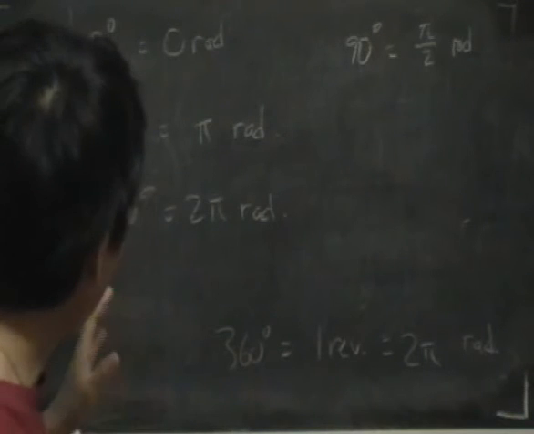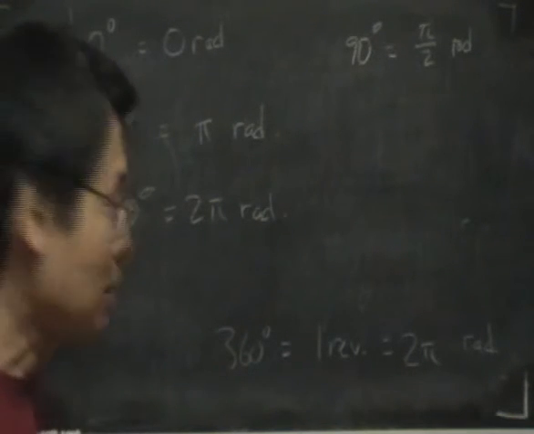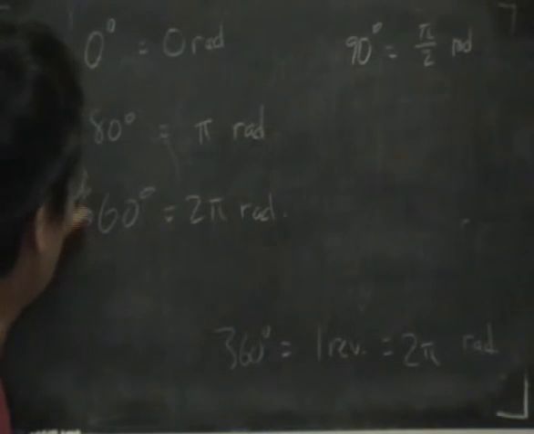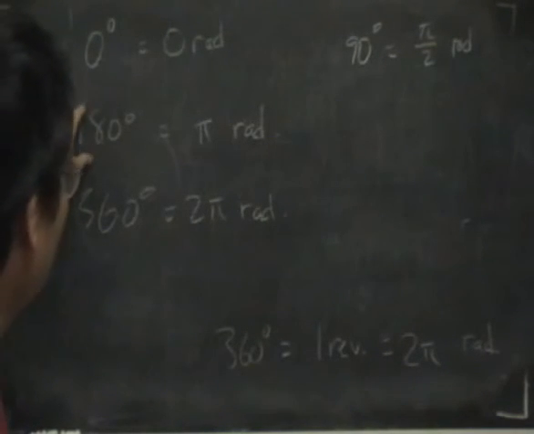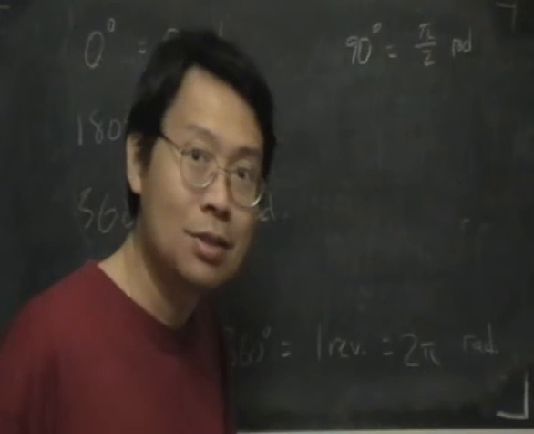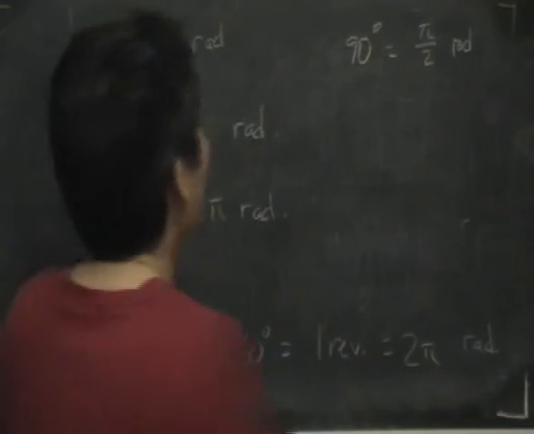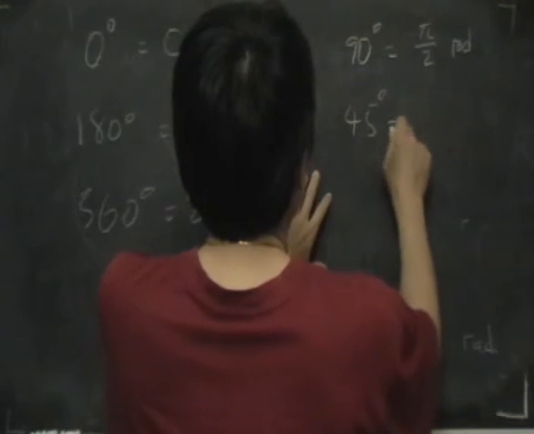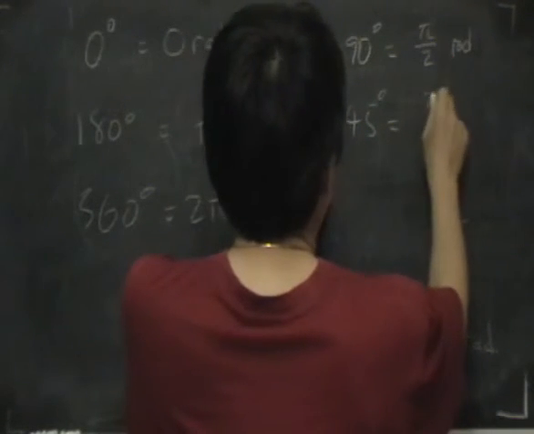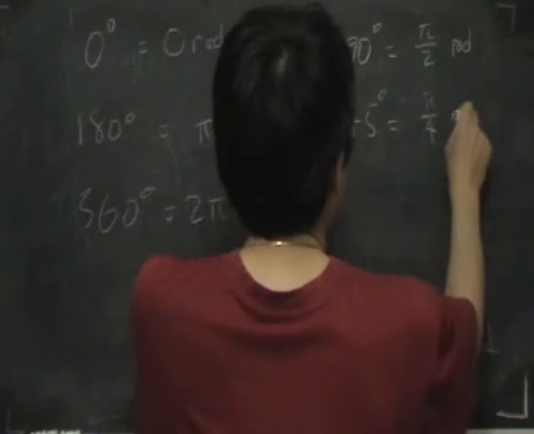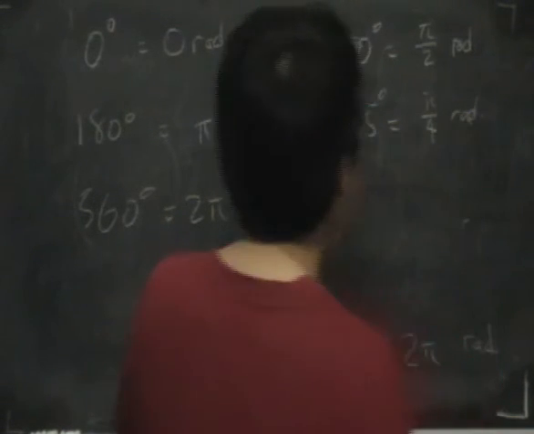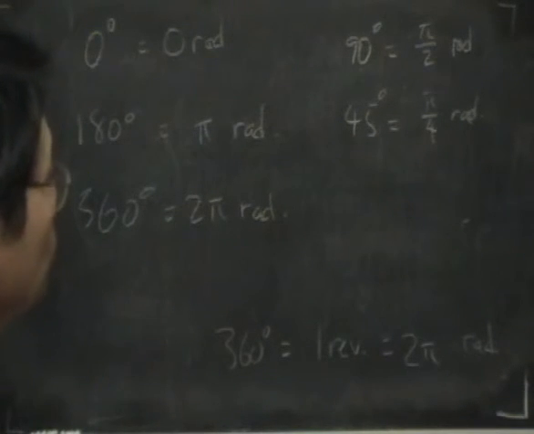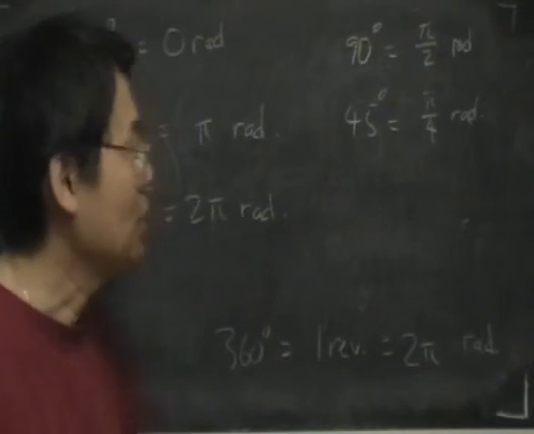So notice the trend, the idea. I've divided 360 by 2 to get 180. I divided 180 by 2 to get 90. So why not do it again? If I divide the 90 by 2, I get 45. And if I divide pi over 2 by 2, I get pi over 4. So that's another special example. 45 degrees is pi over 4 radian.